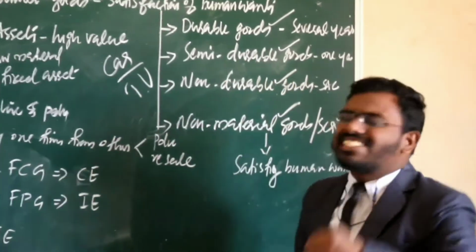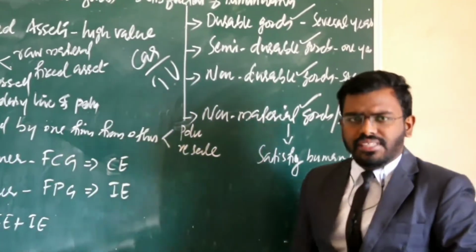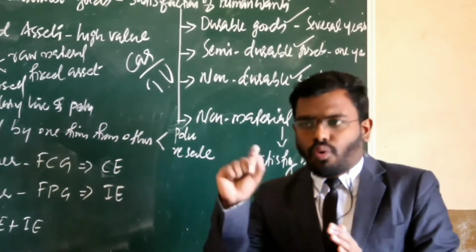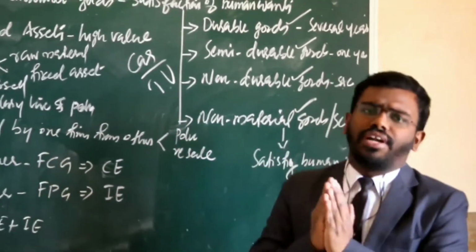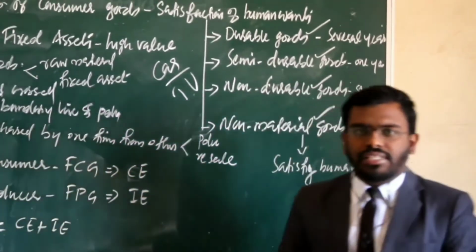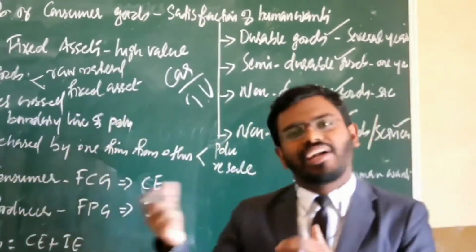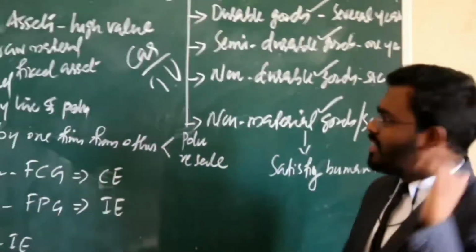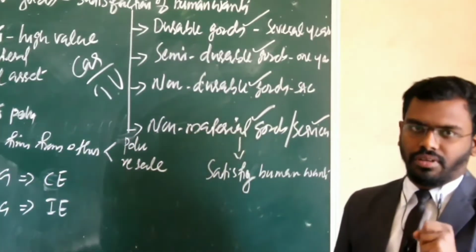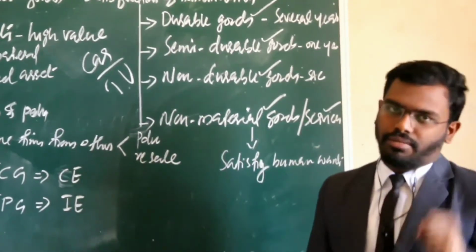Next one, semi-durable goods. Semi-durable goods means the goods which the consumer can use for 1 year or less than 1 year. For example, a shirt. If we purchase a shirt, we can use it for 6 months, sometimes for 1 year also. So that type of good is known as a semi-durable good, which the consumer can use for 1 year or less than 1 year.